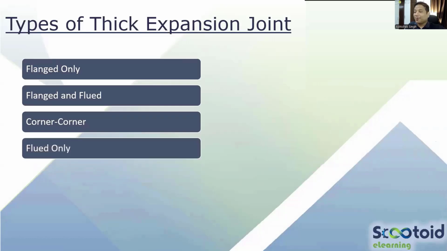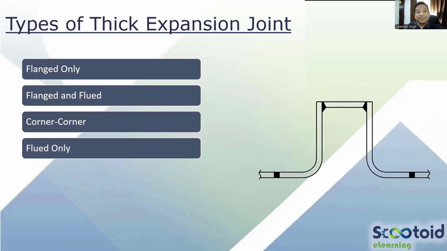Then the last one, flued only. There won't be any flange, only flued, and the other will be corner. So flued and corner. So these are the four different types of construction for thick bellows.